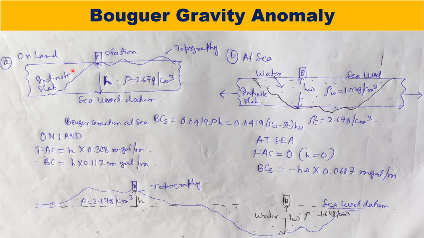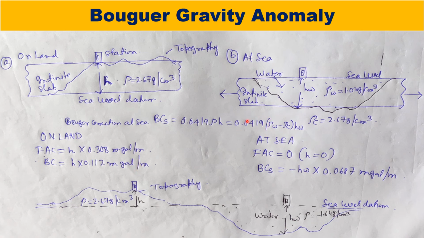In applying this formula, we assume an infinite slab of thickness h equal to the distance between the station and the sea level datum, and the density of the slab is the average density of granite rock, 2.67 gram per cubic centimeter. This is the station, this is our topographical effect, this is the infinite slab. Our Bouguer gravity correction on land is 0.04 rho times h. If we substitute the value of rho, the Bouguer gravity correction is h times 0.112.